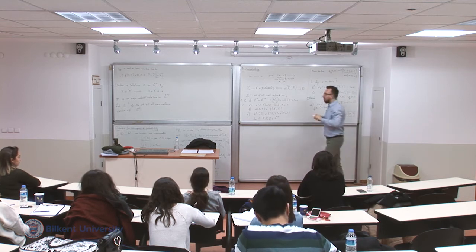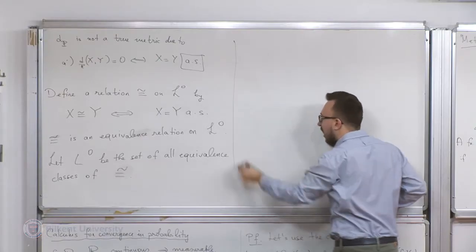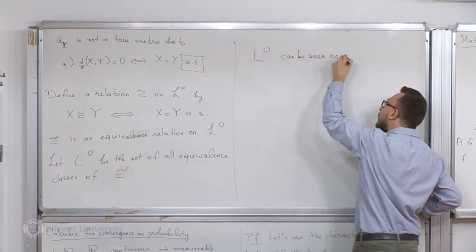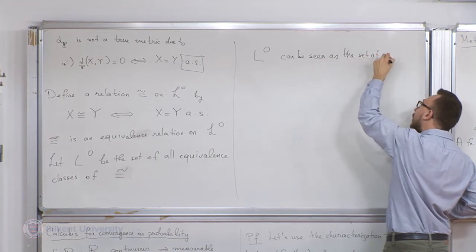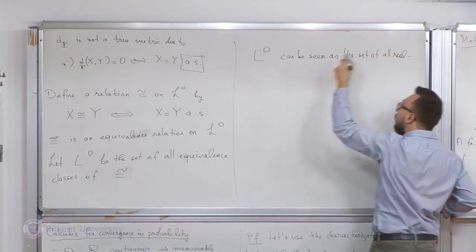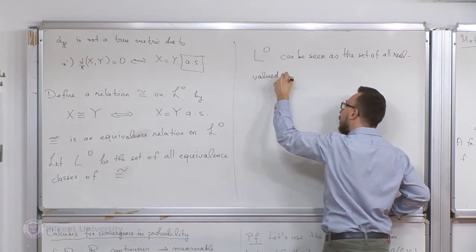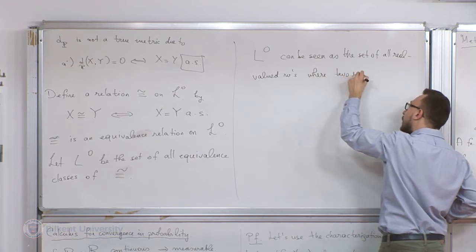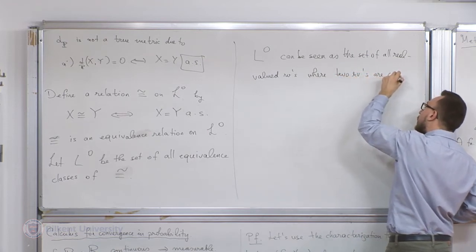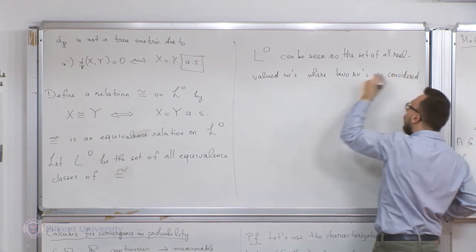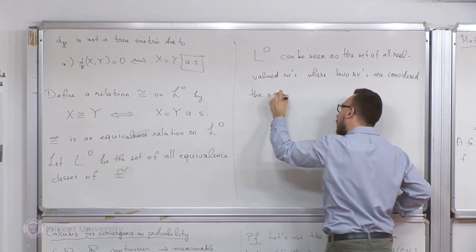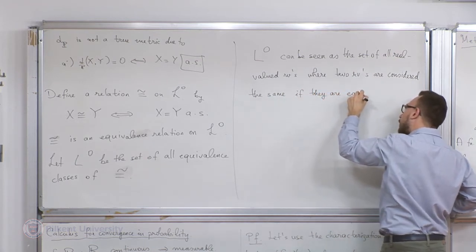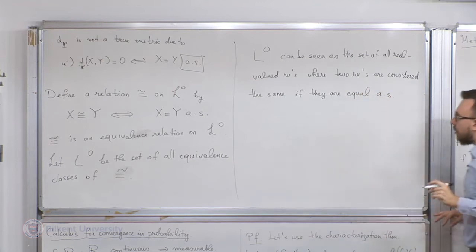That's what we do. So L0 can be seen as the set of all real valued random variables where two random variables are considered the same if they are equal almost surely. Okay.